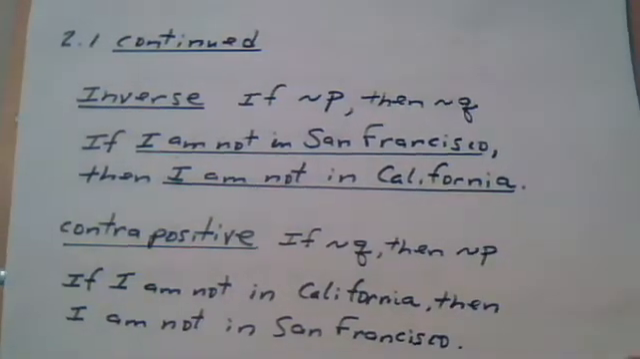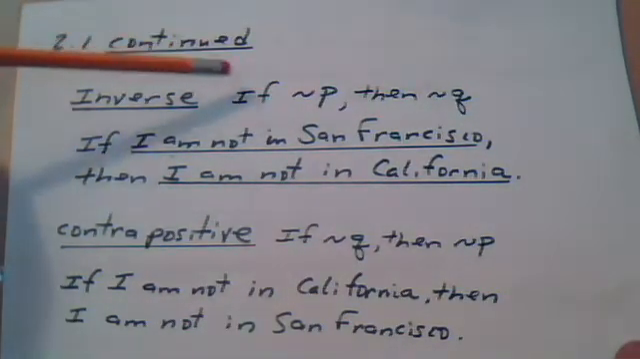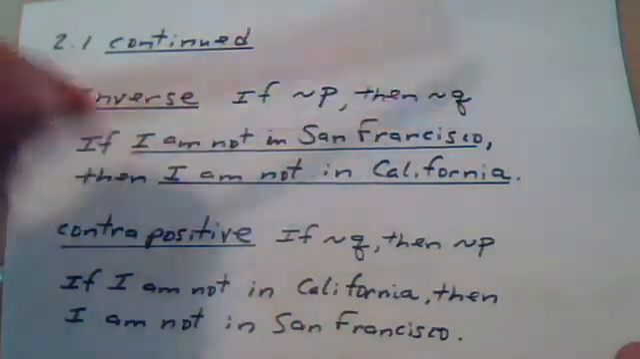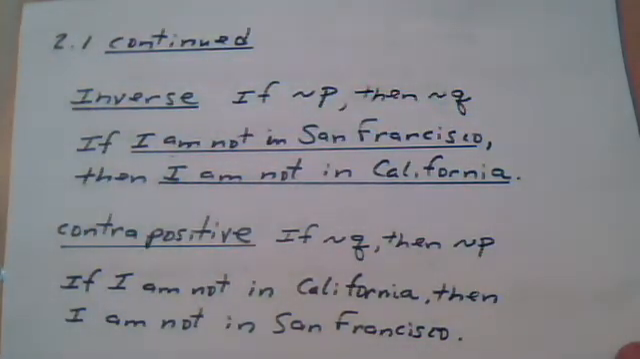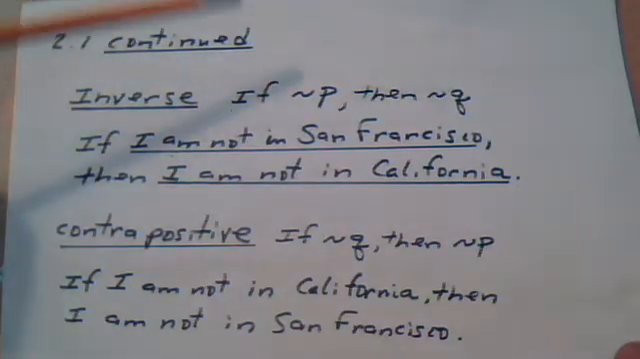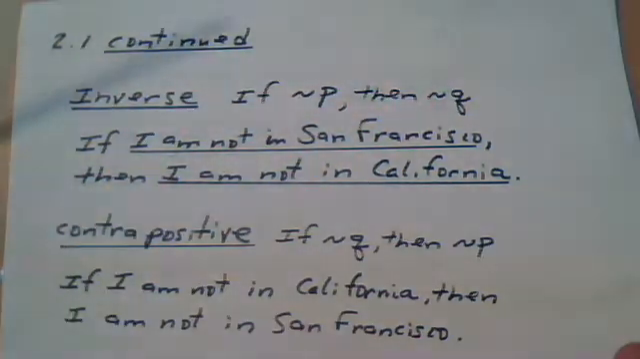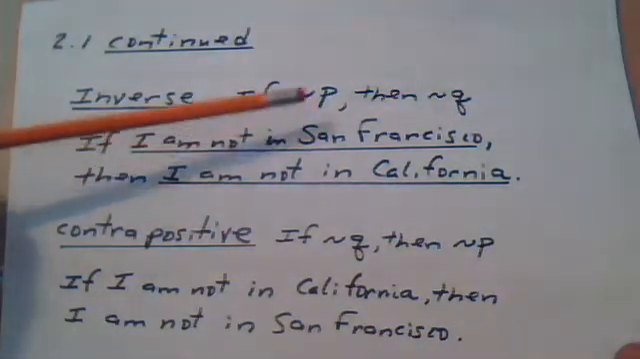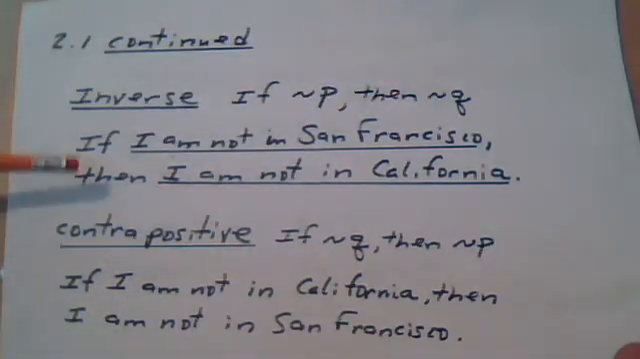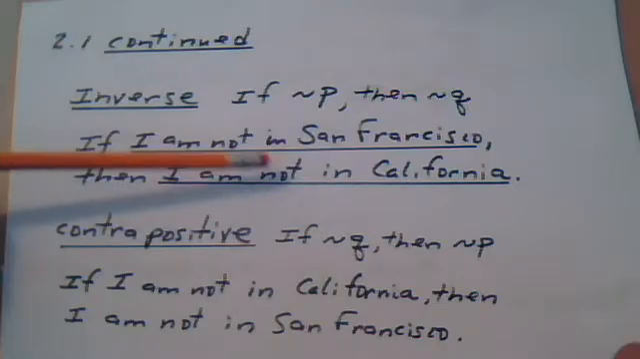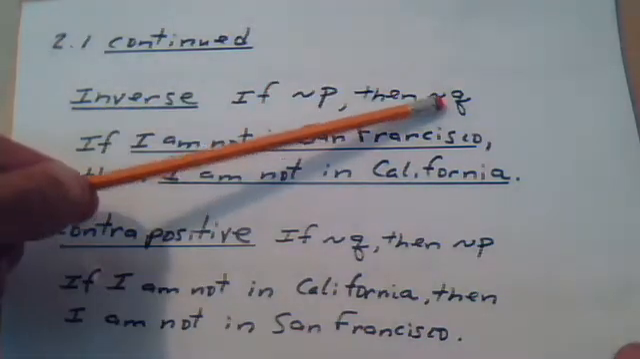For the inverse, if not P, then not Q. That would be the inverse. So you negate the P and the Q. That means you put not. So notice, if I am not in San Francisco, then I am not in California. So these nots came because of this negation.